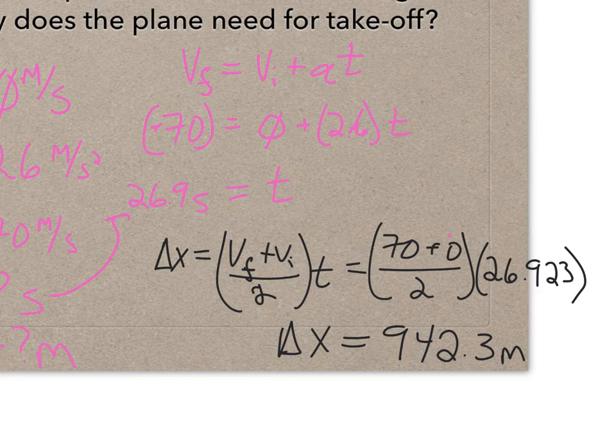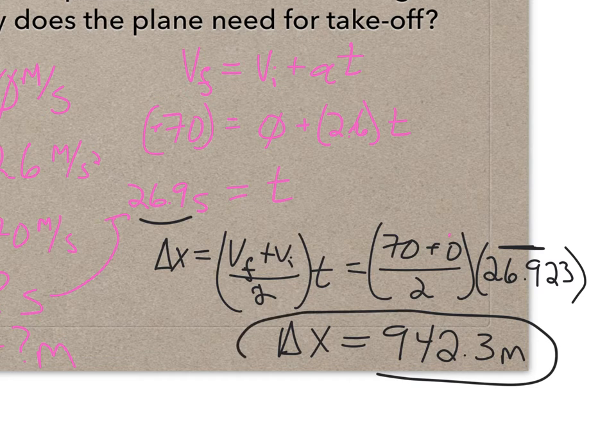If you noticed here, when I plugged in time right here, I took the unrounded answer that I had from my calculator. And that's key. If I get an answer here, that's fine for that answer, but when I put that into further solutions, I have to use the unrounded number, or the most decimal places. So I get the idea. Now I have 942 meters, and these are my two answers right here.